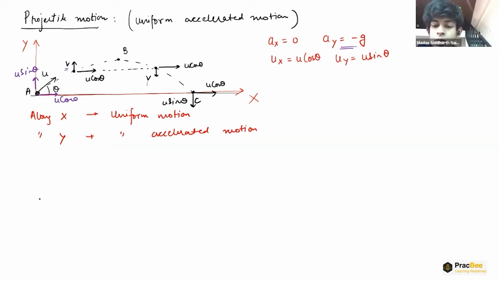Yes. Okay. So now the range, and then the fourth thing that we will calculate will be the equation of trajectory, right? Equation of trajectory. So first of all, let us derive the time of flight.